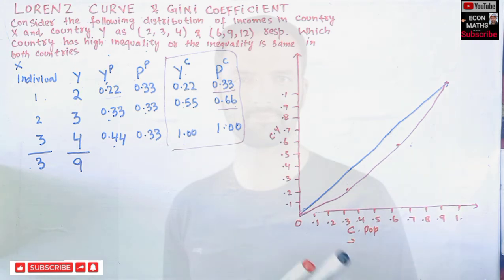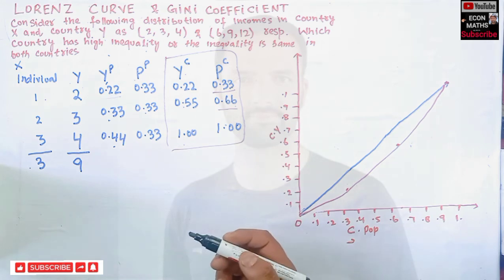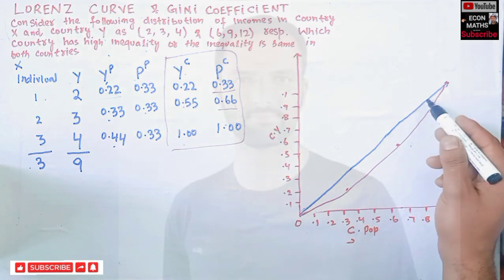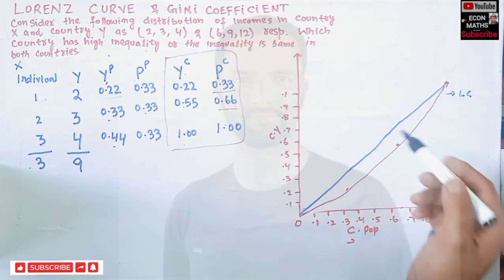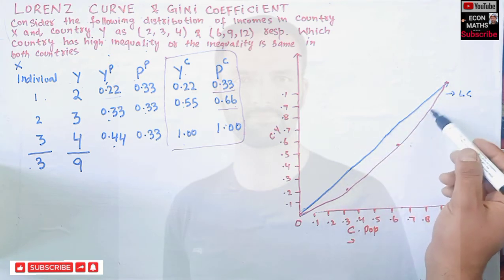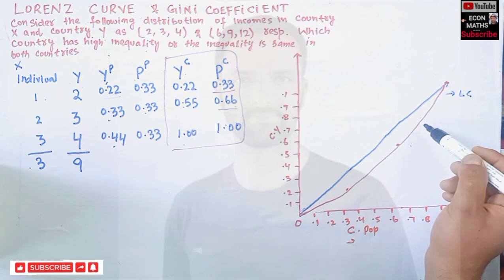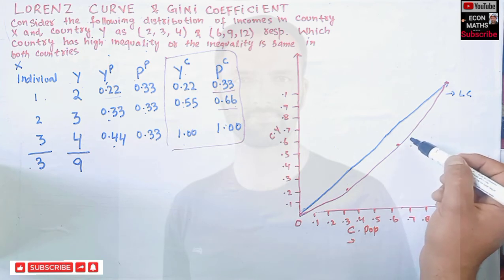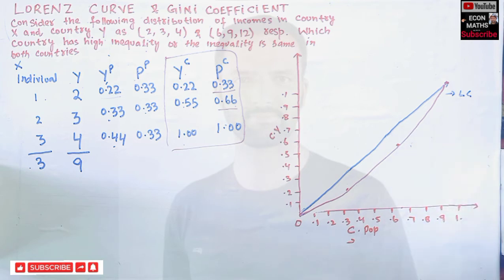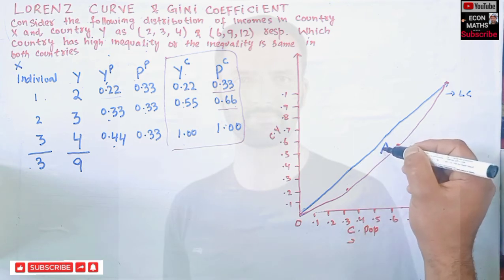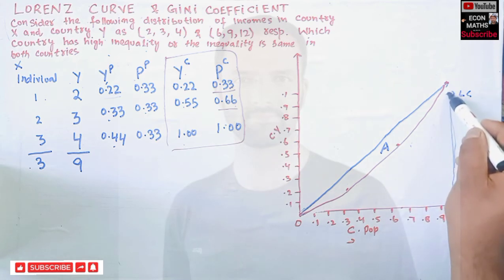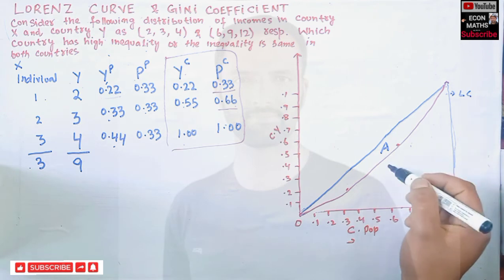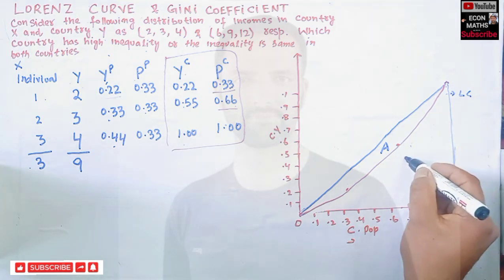So what is Gini coefficient? Gini coefficient is simply the area between this straight line and the Lorenz curve. So I will write this is Lorenz curve. Okay, the area between this straight line and this red Lorenz curve is a ratio of the area under the straight line. So let us say this area is A, and let us draw a vertical line like this. Okay, so let us say the area below the Lorenz curve is denoted by B.